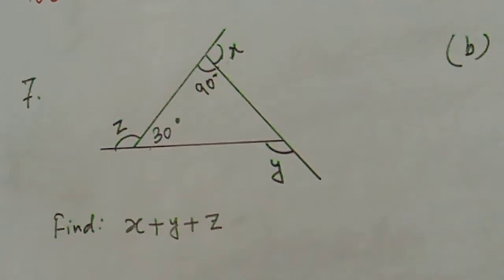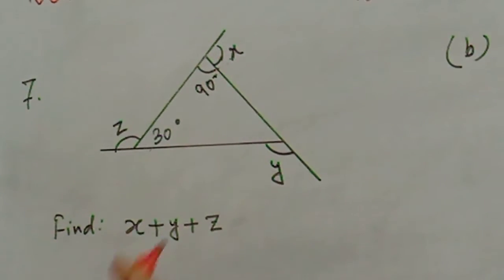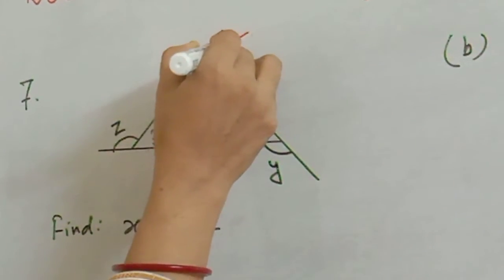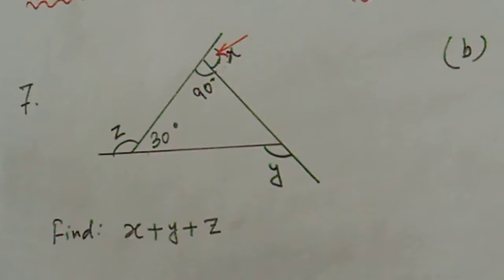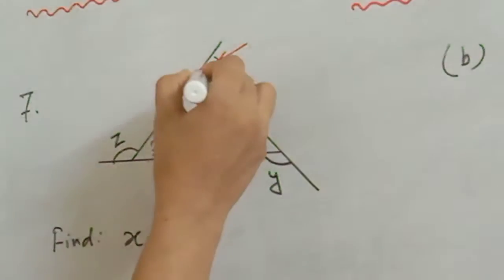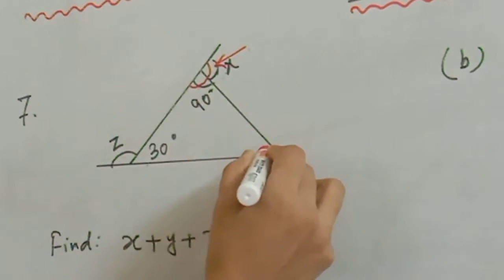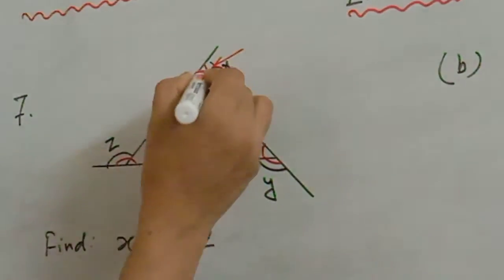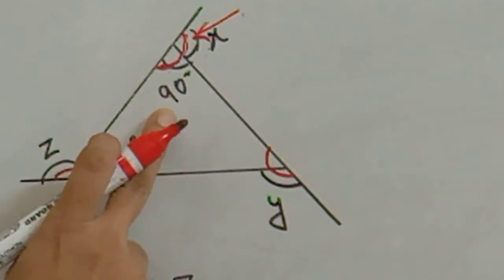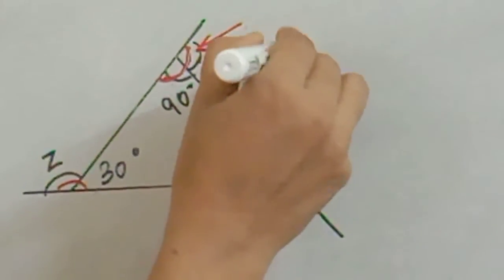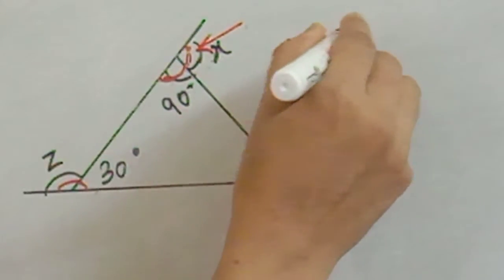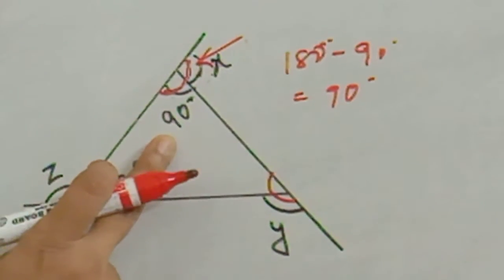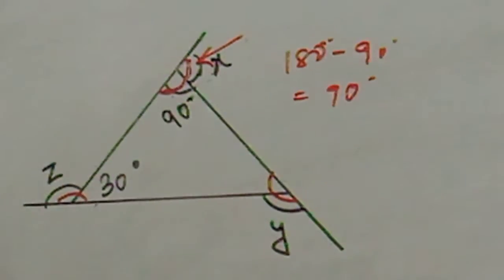Now look at x. If this is a line and this portion is 90 degree, what can you say about this angle? It is a straight angle. All the angles we will find here on the basis of the straight angle. Now in this straight angle, if this portion is 90, then this portion will be 180 minus 90 degree, that is 90 degree.